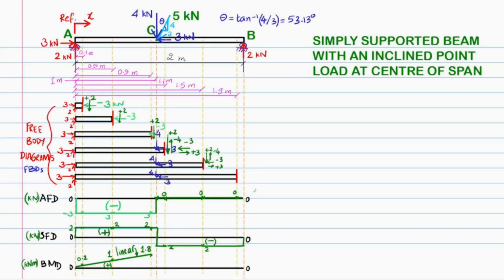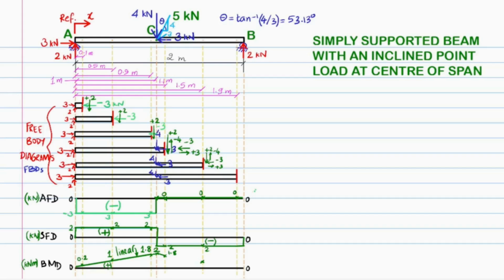Let's say the distance of the section just to the right of C is 1.1 meter from the reference end A. The resultant resistive bending moment at the section is plus 2 kN times 1.1 meter minus 4 kN times 0.1 meter, and that's equal to 1.8 kN meter. If the section is very close to the point C or exactly at C, the resistive bending moment is maximum with the value plus 2 kN times 1 meter, that is plus 2 kN meter, indicative of sagging effect as per our sign convention adopted.